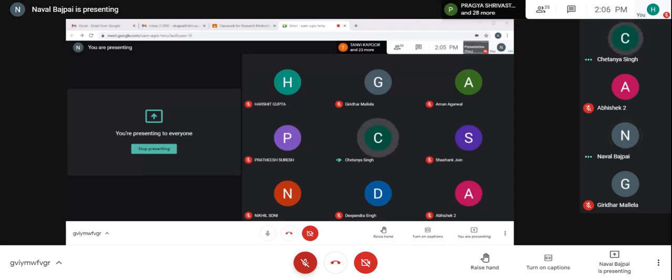For example, sales decline is a management problem, and if we convert it to a research problem, that means what are the causes behind the decline of sales or revenue. So that would be a research problem.